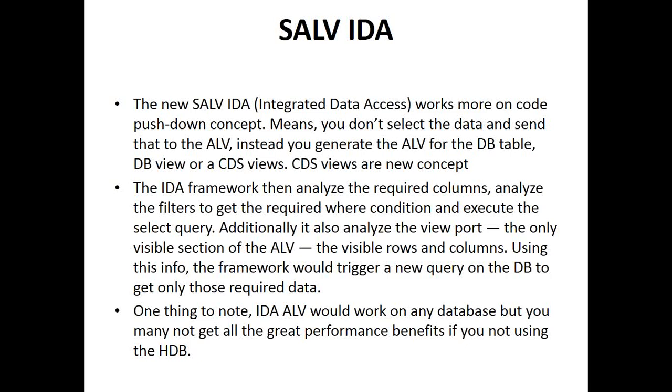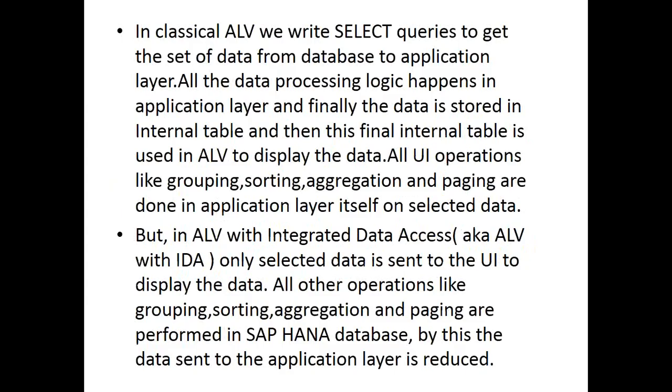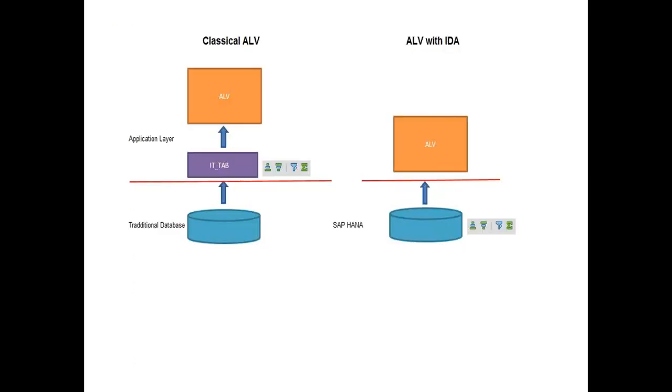Normally in classical ALV, we write a select query. We'll select all the data into an internal table. From the internal table, we'll pass it to the ALV. But in ALV IDA, just whatever you are displaying, only that data is captured. I'll explain in detail. This is the concept. This will give you more clarity.